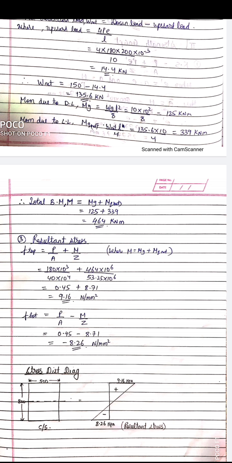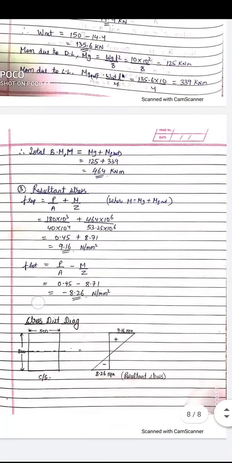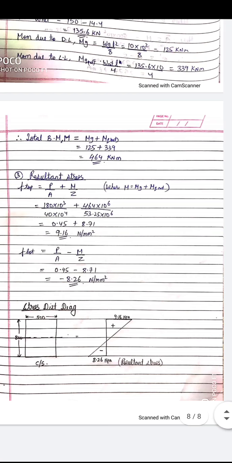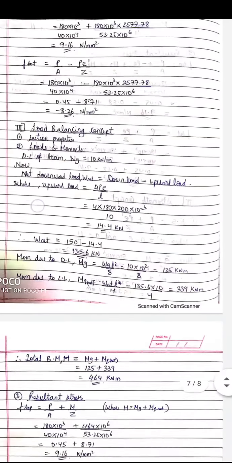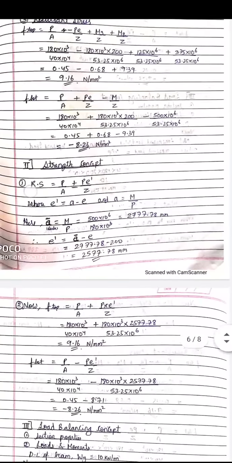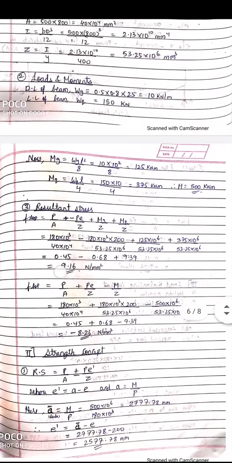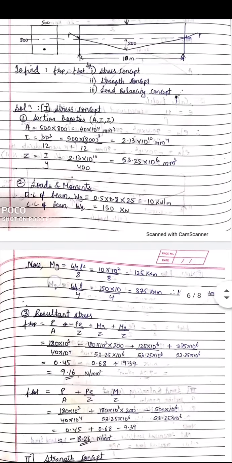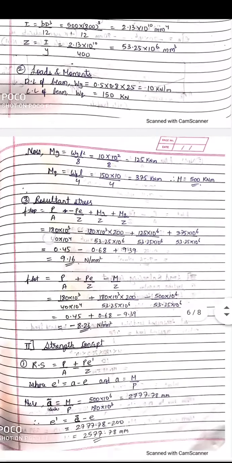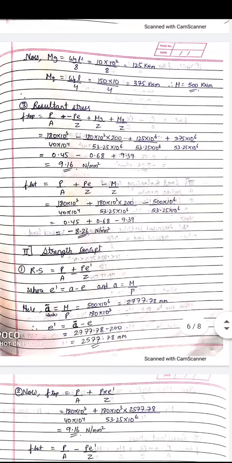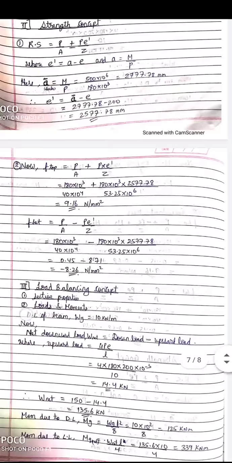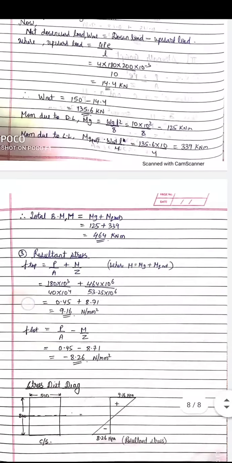So F top we got as 9.16. Similarly, F bottom is P by A minus M by Z. So it is minus 8.26. So now you can see from all the three methods, the resultant stress we are getting is the same. So we can find out the resultant stress with either of these methods, whichever is suitable. You can see here from the first method it is 9.16 and 8.26. The second method same, and the third method.